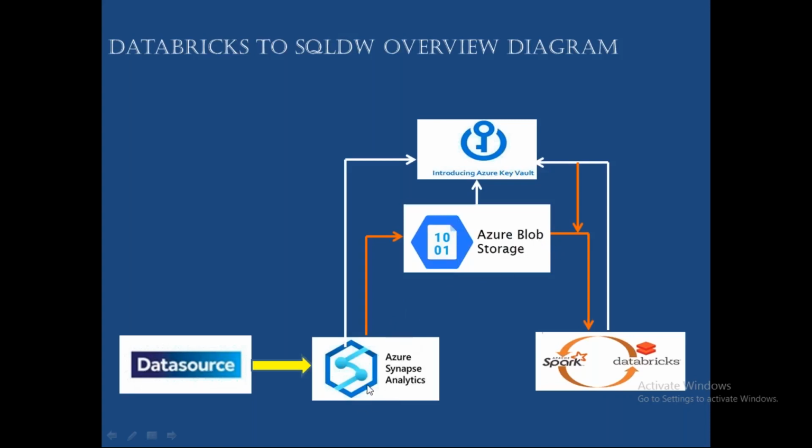What happens initially is Azure Synapse will load data into blob storage. From blob storage, data will be read into Databricks. In the same way, once data is processed, Databricks will again load data into Azure Blob Storage, and from Azure Blob Storage, data will be loaded into Azure Synapse Analytics. So everything will happen at once, but data will travel via blob storage and reach Databricks. In the same way, if Databricks wants to write to the SQL data warehouse, data will travel over blob storage and reach the SQL data warehouse.